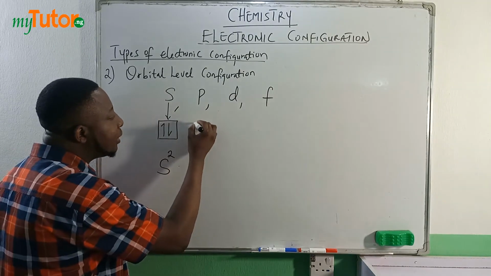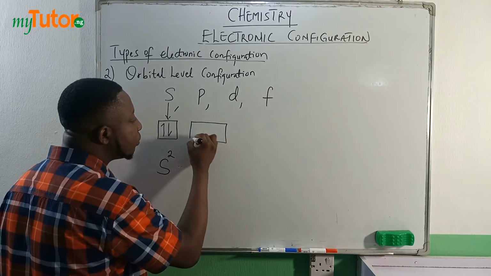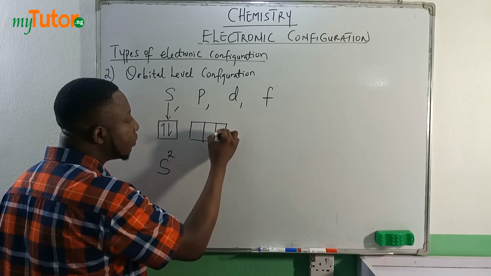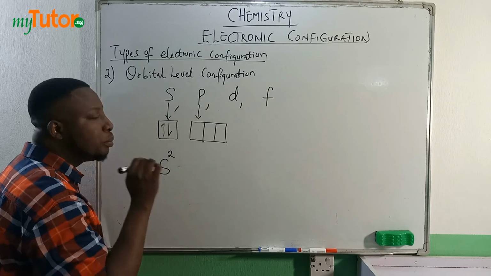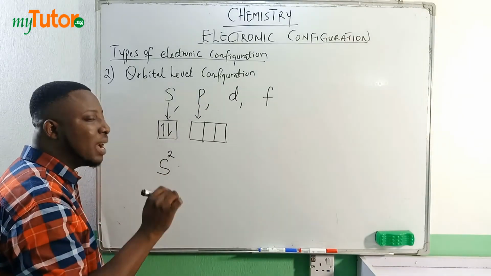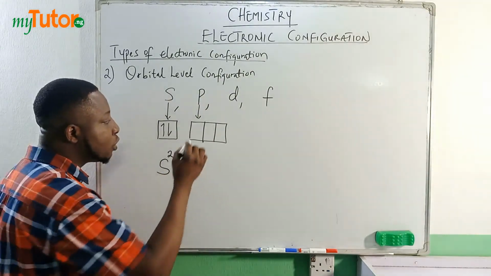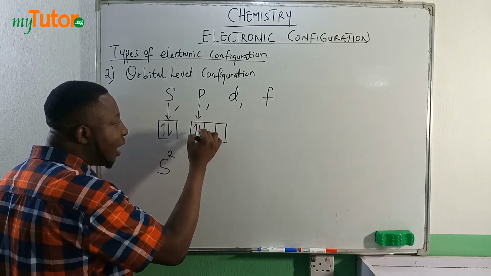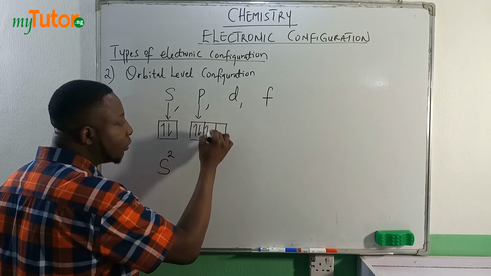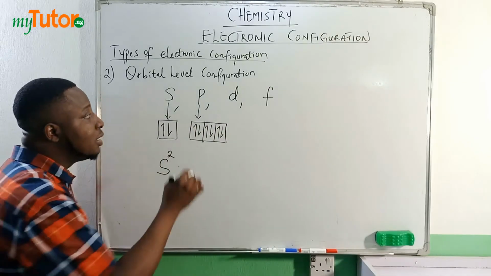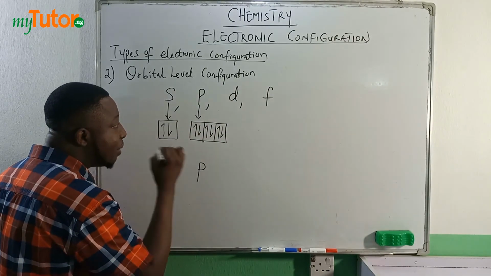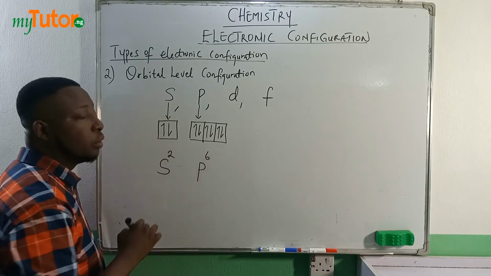The p orbital has 3 rooms. And if the p orbital has 3 rooms, it means that the p orbital can accommodate a maximum of 6 electrons, each room having 2 electrons. So that means that the p orbital can take a maximum of 6 electrons.